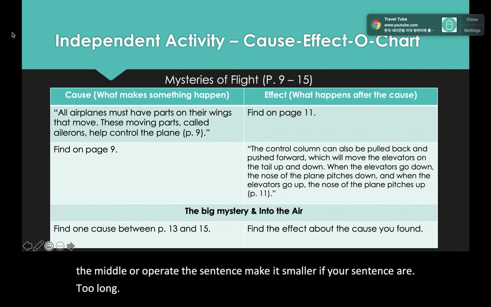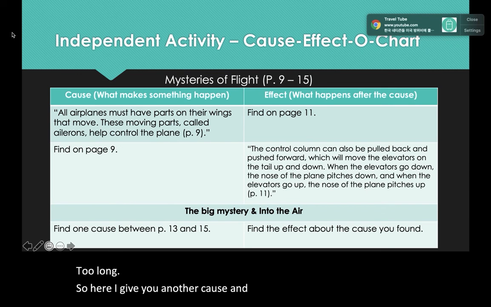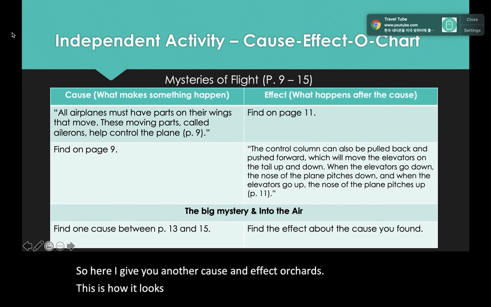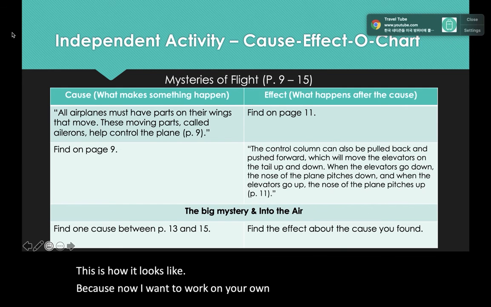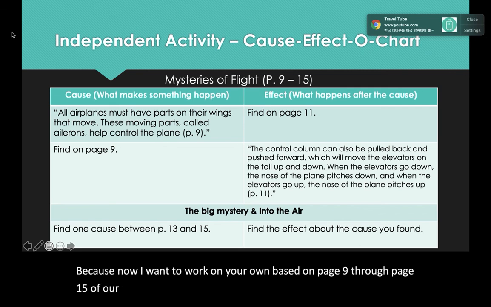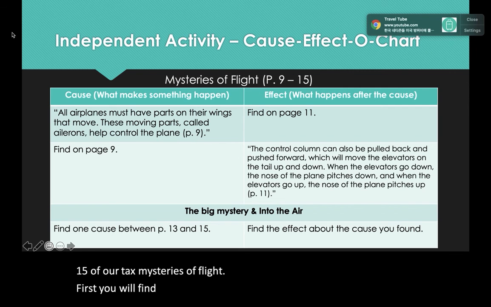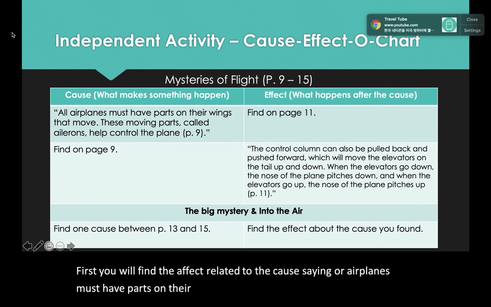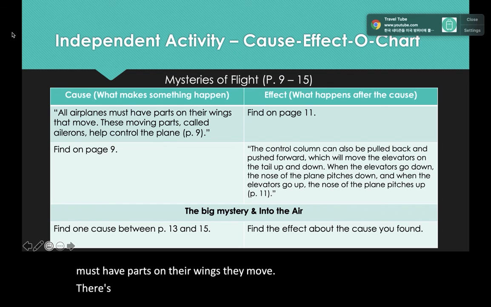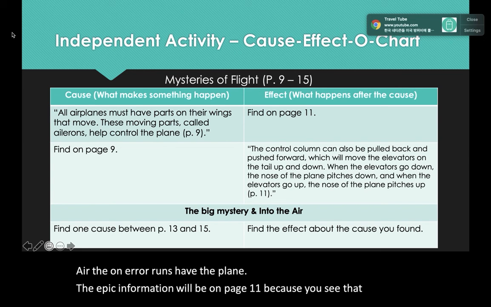So, here I give you another cause and effect chart. This is how it looks like. Now, I want you to work on your own based on page 9 through page 15 of our text, Mysteries of Flight. First, you will find the affect related to the cause, saying, all airplanes must have parts on their wings that move. These moving parts called ailerons help the plane. The affect information will be on page 11 because you see that information in the parentheses.